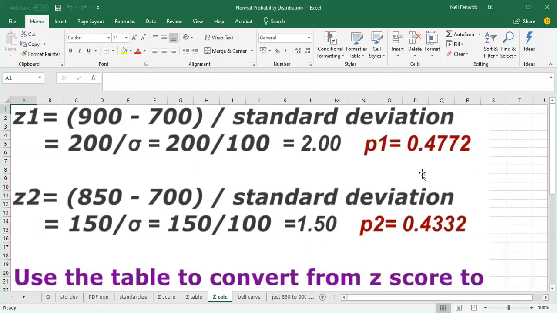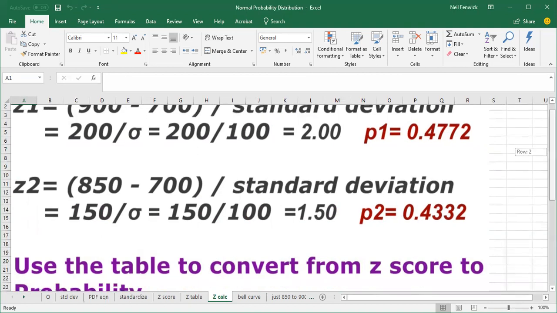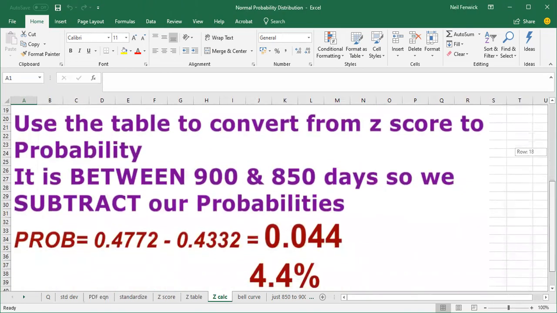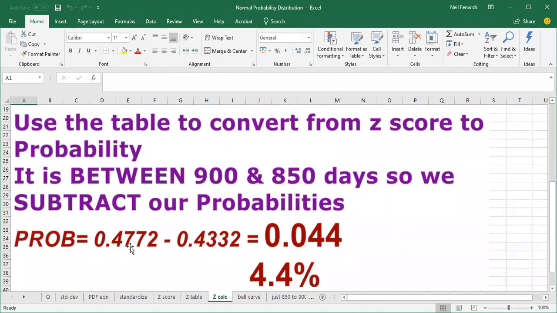So we have two probability values because we want to know the probability of picking out a bar which has a lifetime between the two bands of 900 and 850 days. So what we are going to do to get our final probability is subtract these two probabilities from each other. If we do that, it computes out to a probability of 4.4% of picking out a bar at random off our production line that will have a lifetime between 900 and 850 days.